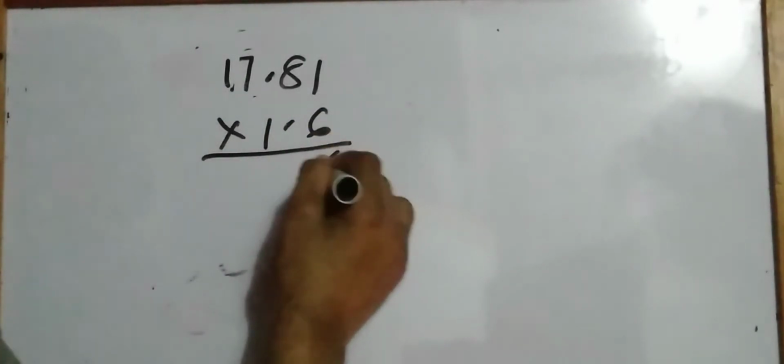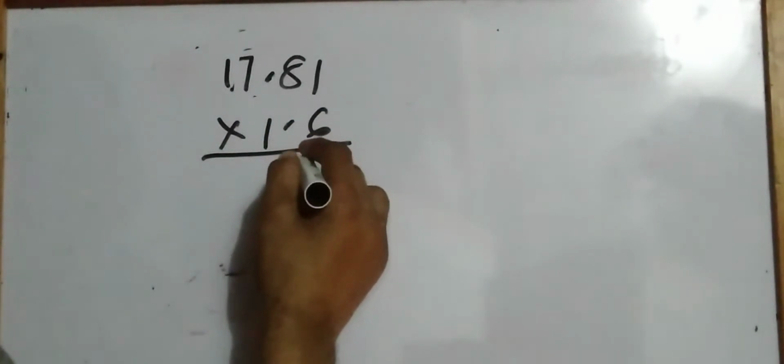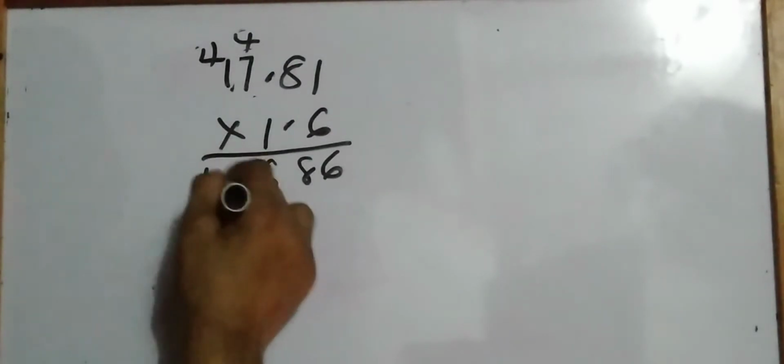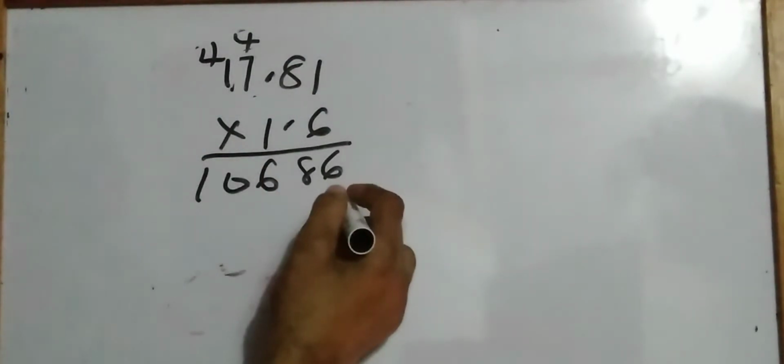6 ones, 6. 6 8s, 48, carry the 4 over. 6 7s, 42, and 4, 46. 6 ones, let's put the 4 from the 46, 6 1s 6 and 4, 10. Then remember we have to put a 0 there, so we say 1 1 1, 1 8 8, 1 7 7 and 1 1 1.